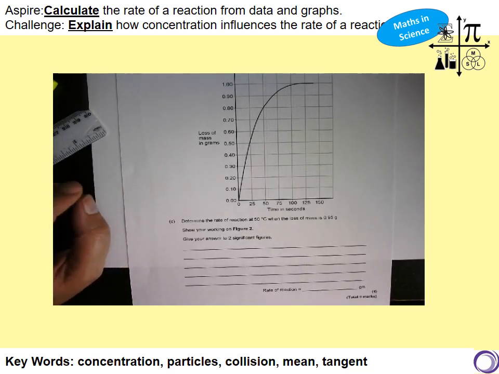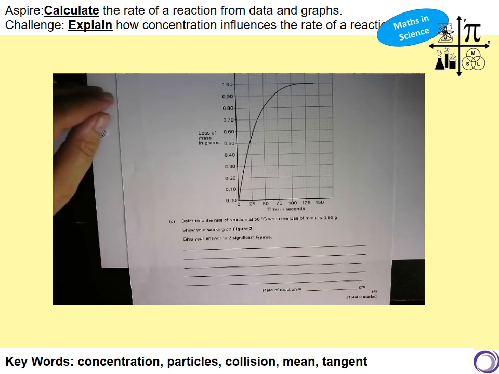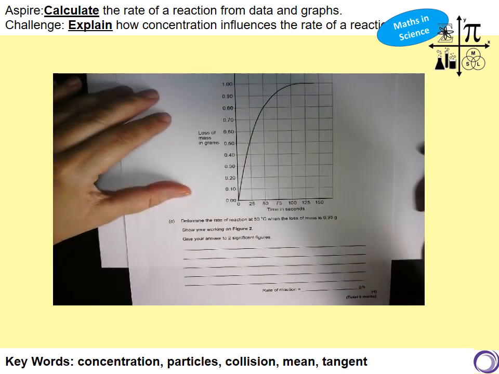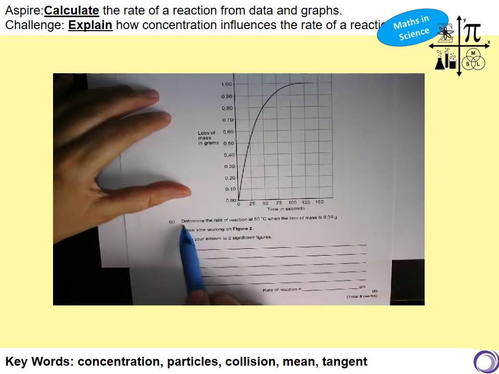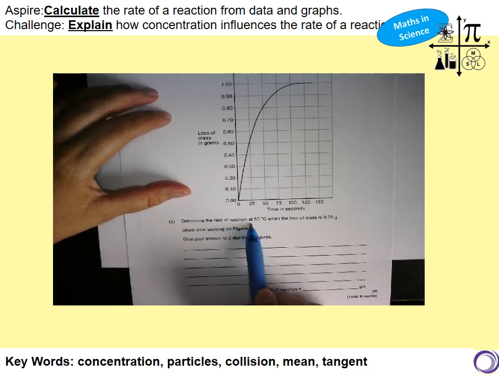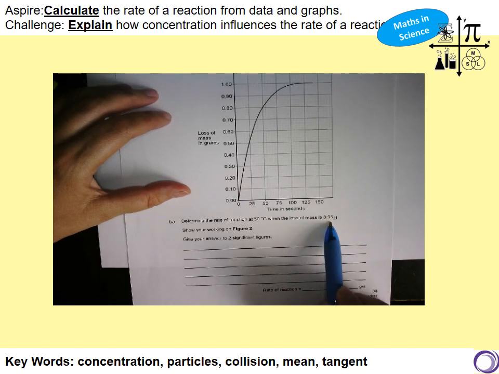The final way in which we can calculate the rate of reaction is a little bit more complicated, and it's only asked on higher tier papers. This time it will involve drawing a tangent to the curve, and it would give us the rate of a reaction at a specific point. So, this question asks us to determine the rate of reaction at 50 degrees centigrade when the loss of mass is 0.95 grams.